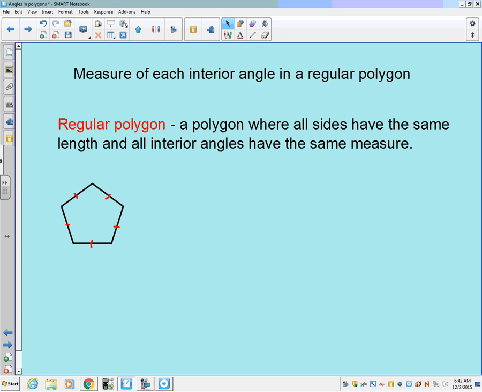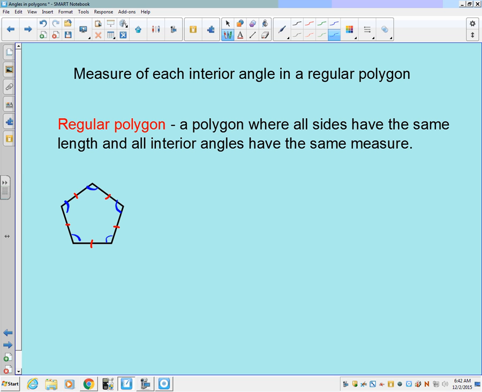In this video, you'll learn how to find the measure of each interior angle in a regular polygon. So the first place to start is to define a regular polygon. A regular polygon is a polygon where all sides have the same length and all interior angles have the same measure. So in this pentagon, all 5 sides have the same length, and all 5 angles in here, they're all the same measure. They're congruent to each other.